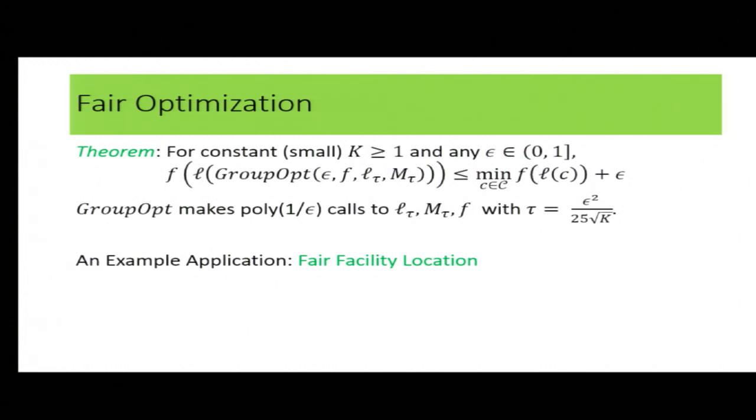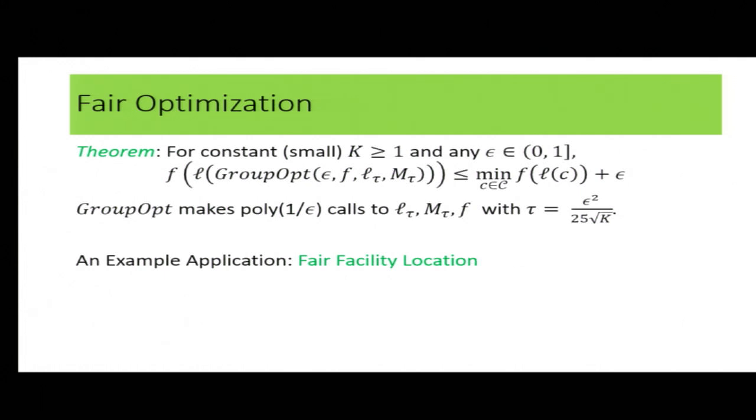For any constant k, for any epsilon between 0 and 1, we can minimize to within epsilon using tolerance equal to epsilon squared over 25 root k, and calls to L tau, M tau, and f, which is polynomial in 1 over epsilon. So remember, L tau is the loss assessor, which approximates the true loss. M tau is the linear optimizer within tau. And f is just the function we're trying to minimize.